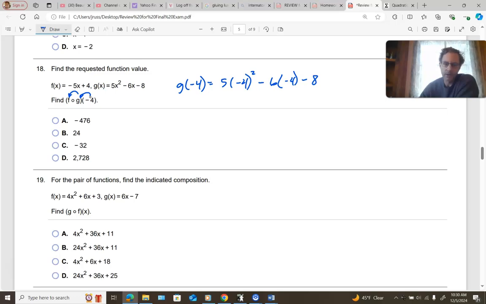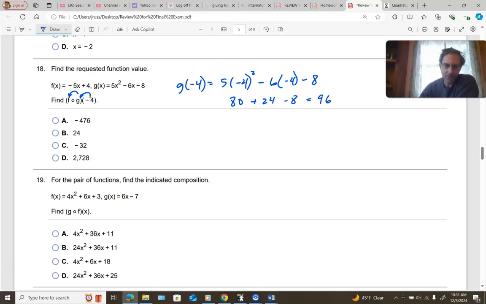Well, let's see, I may do this in my head. That's 16 times 5 is 80, and that'll be a positive 24 minus an 8. And I think this is going to be... I don't see my answer. Oh, because I'm not finished. This is going to be 96, okay?